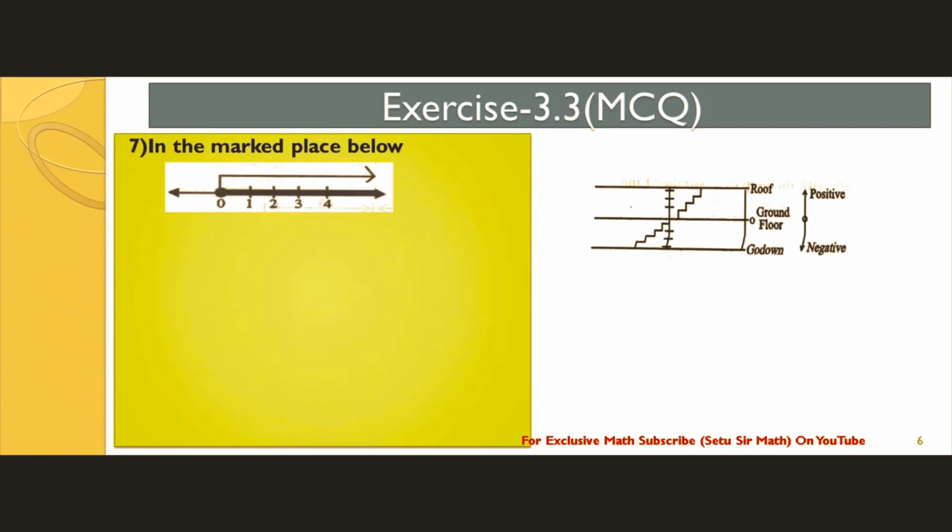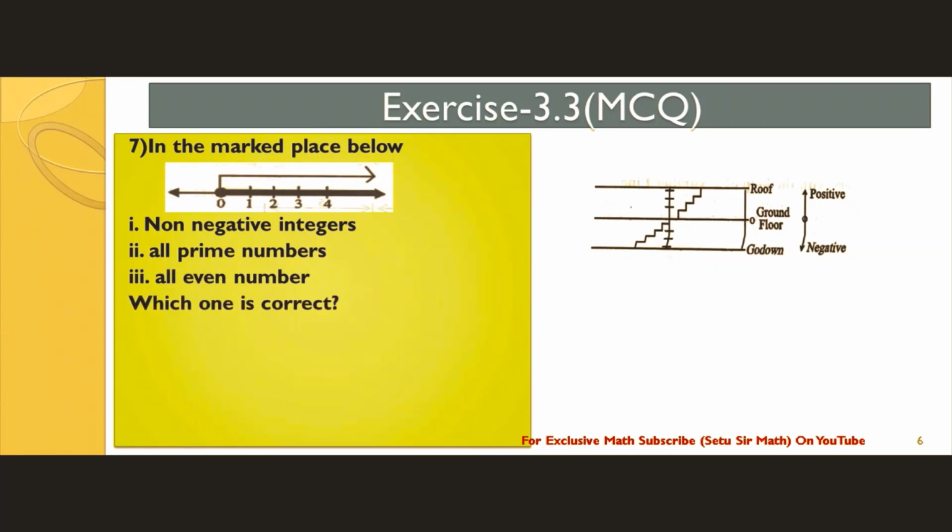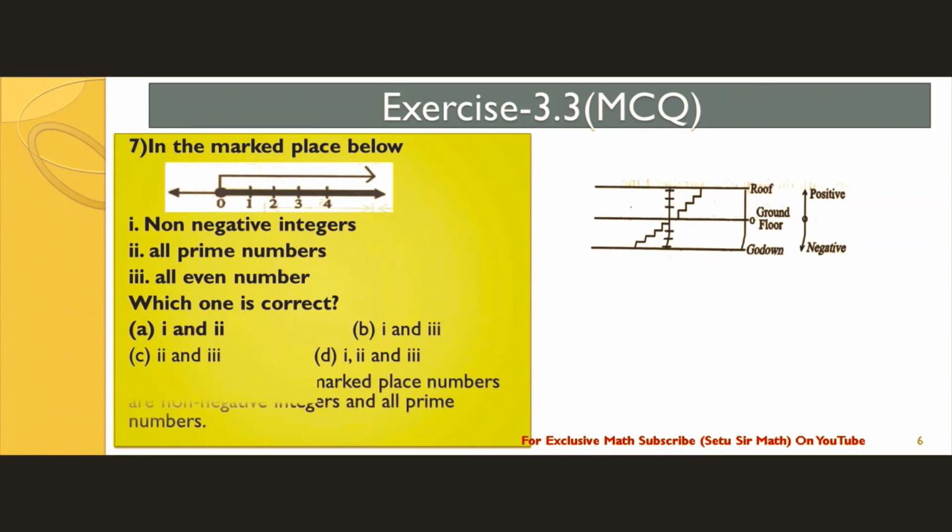Number 7, in the marked place below, you can see the marked place. Option 1: non-negative integer. Number 2: all prime numbers. Number 3: all even numbers. So which one is correct in here? Let's see the options. The answer in here is 1 and 2. Let's see the explanation. In the marked place, numbers are non-negative integers and all prime numbers. So 1 and 2 is the answer in here.